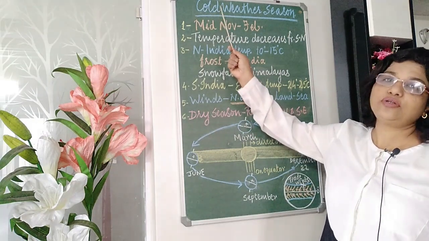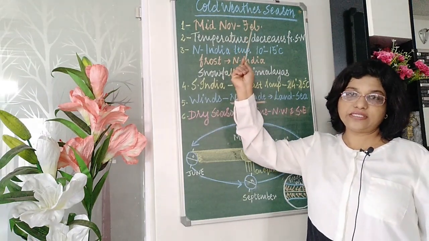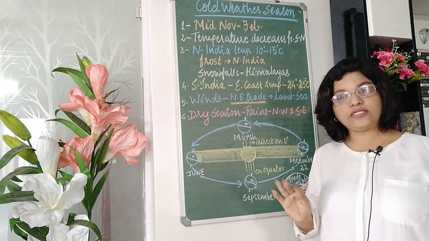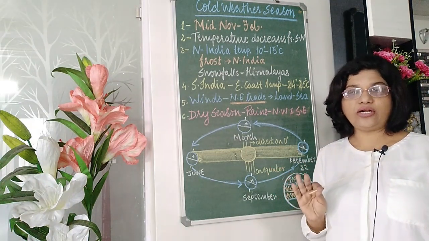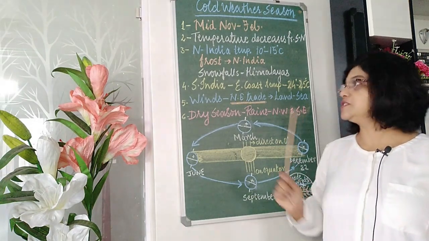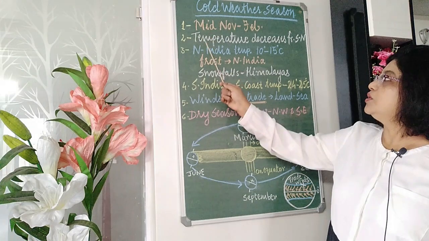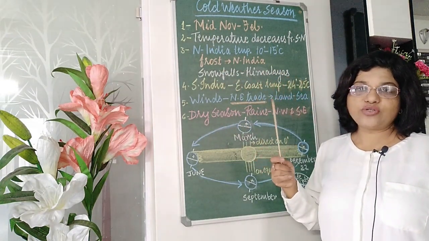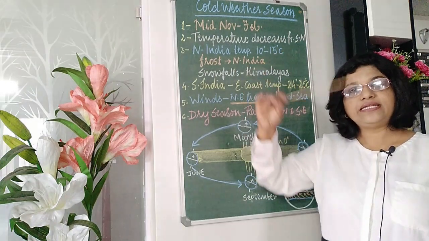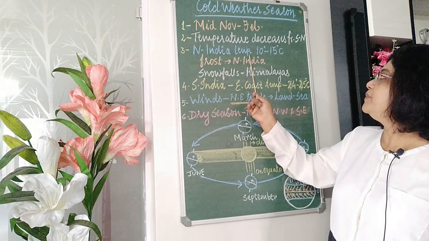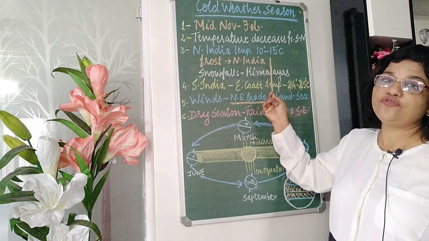So, when we talk about the cold weather season or the hot weather season, you should understand that these seasons are particularly in the northern part of the country, which is a landlocked area away from the influence of the oceans. So, temperature decreases from south to north. As soon as we go from south to north, the temperature becomes colder. North India temperature remains 10 degrees to 15 degrees.